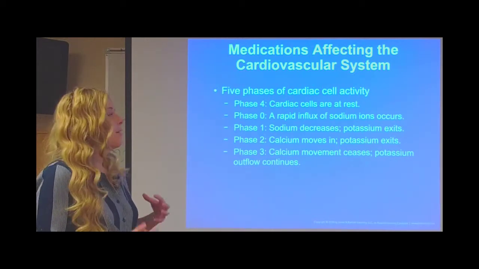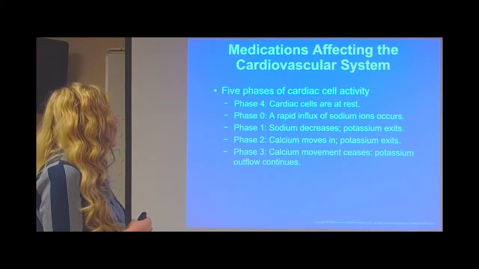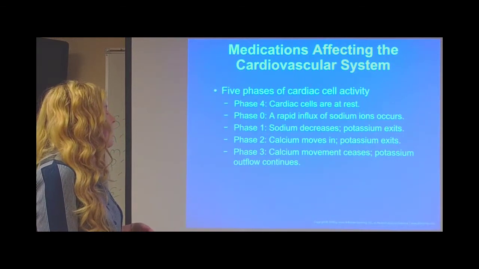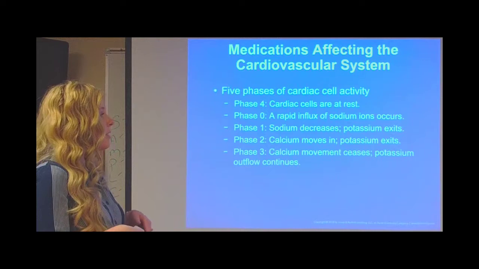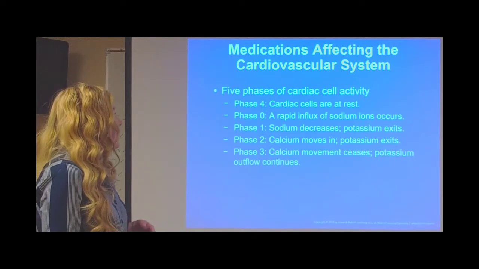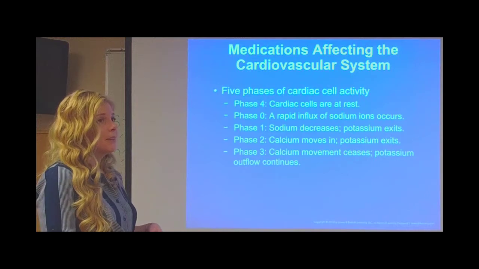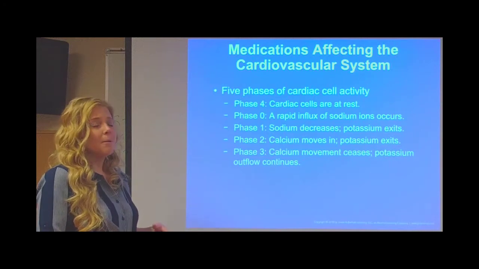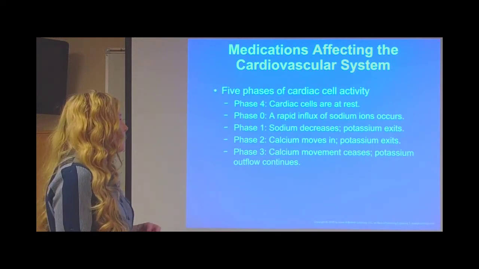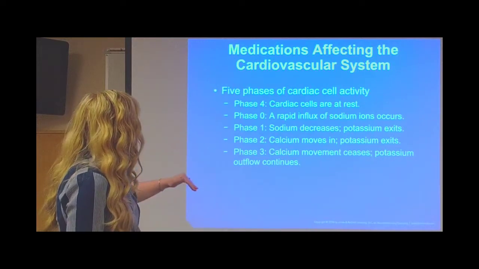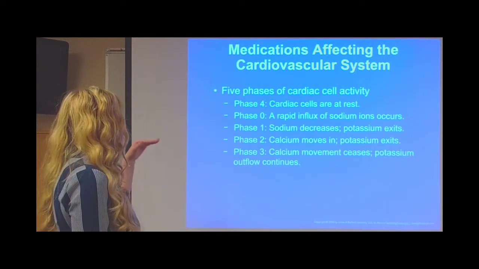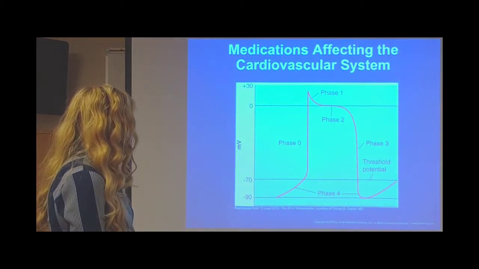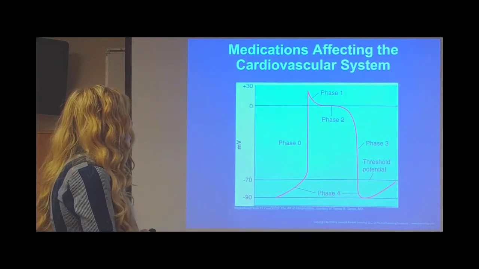So phase 4 is whenever your heart cells are at rest. And then phase 0, we have a rapid influx of your sodium ions. And then in phase 1, your sodium is going to decrease and your potassium is going to exit the cell. And then you have phase 2 where your calcium moves in, but potassium is still exiting. And then phase 3 is when your calcium movement is going to stop, but your potassium outflow continues. So potassium exits basically during 3 phases of this, and sodium only affects that phase 0. And this is a diagram that depicts this and the different phases of the cardiac cells.